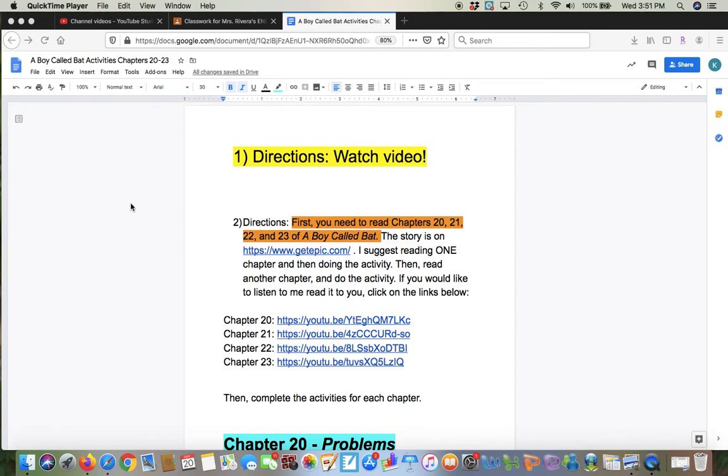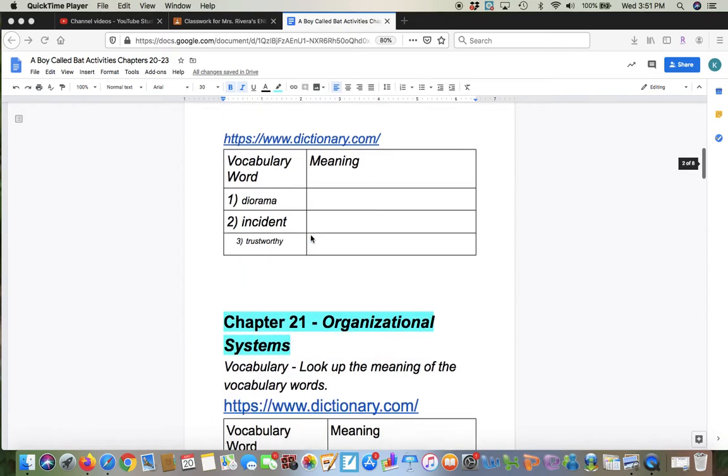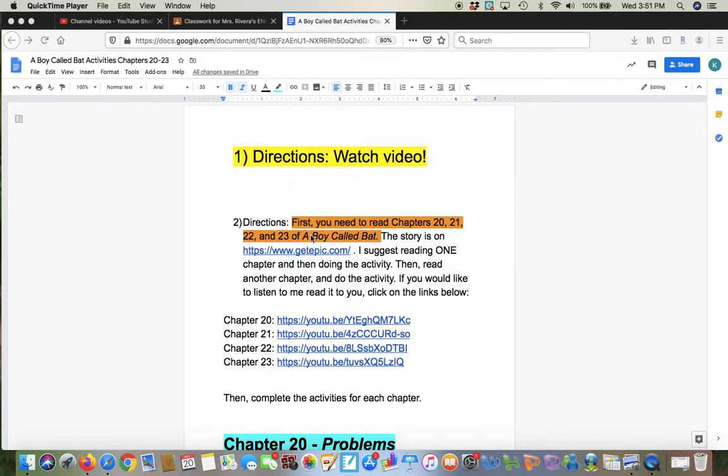I'm going to explain to you how to complete chapters 20 all the way to chapters 23 of A Boy Called Bat. So this is the same kind of direction as you got before in the past few weeks. You've been working on these. So we're going to focus on chapters 20, 21, 22, and 23. Like I said before, I suggest that you read one chapter at a time and then do the activity for the chapter because I have it separated by chapters in here. But whatever works more easily for you. So I'm just going to explain the directions for each part, okay?